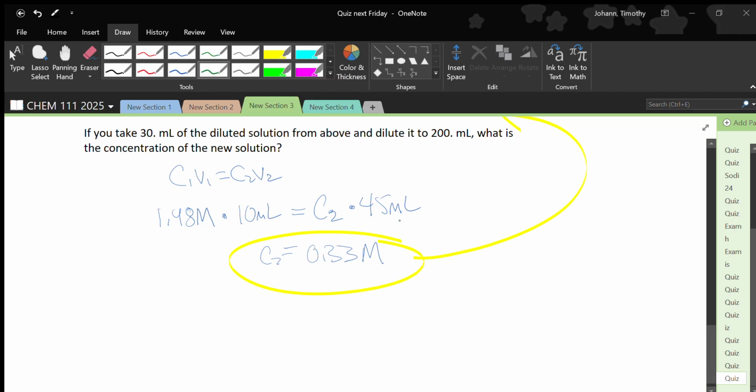What I did to get my 0.33 is that I'm trying to get C2 by itself. So I'm going to divide both sides by 45. 45 milliliters and 45 milliliters cancel over here. Over here, milliliters cancel with milliliters, which leaves me just with molar for my units, and then 0.33 is what I got out of that.